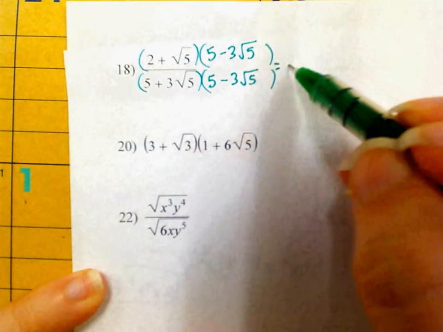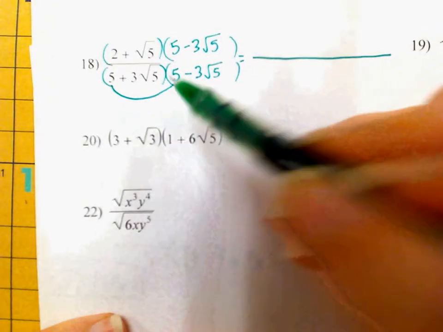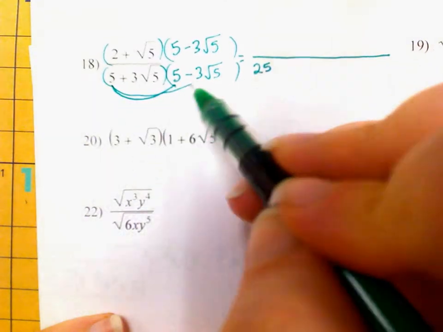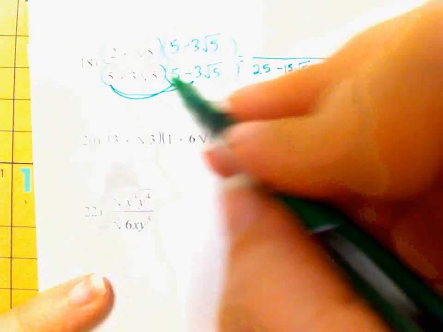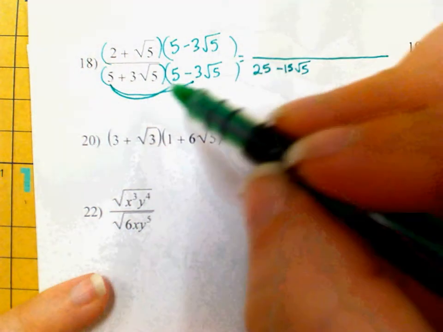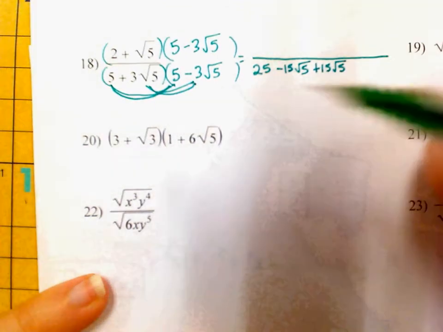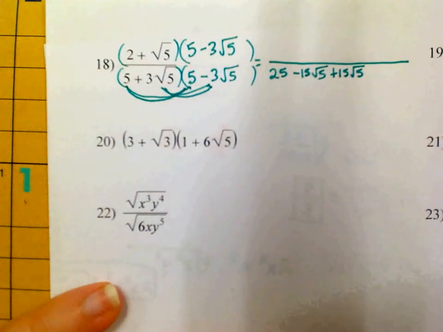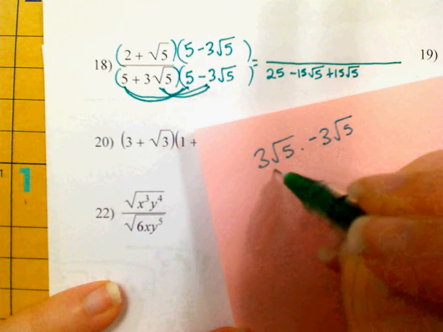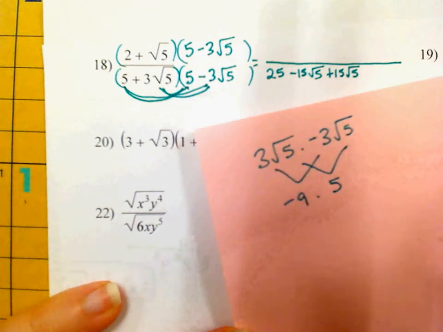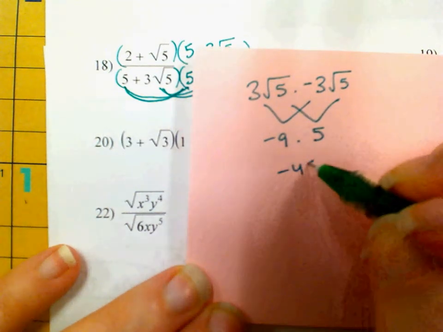So when I start this out, I get 25. 5 times a negative 3 square roots of 5 is a negative 15 square roots of 5. You just multiply the numbers in the front and tack on the square root. 3 square roots of 5 times 5 is just 15 square roots of 5. And then 3 square roots of 5 times negative 3 square roots of 5 is a negative 9 times 5, because the square root of 5 times square root of 5 is 5. 3 times negative 3 is negative 9, so that is a negative 45. So I've got minus 45 at the end.